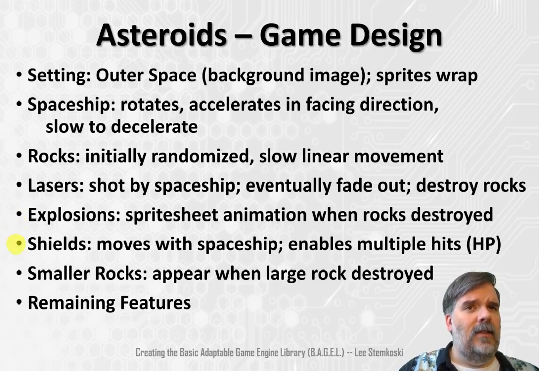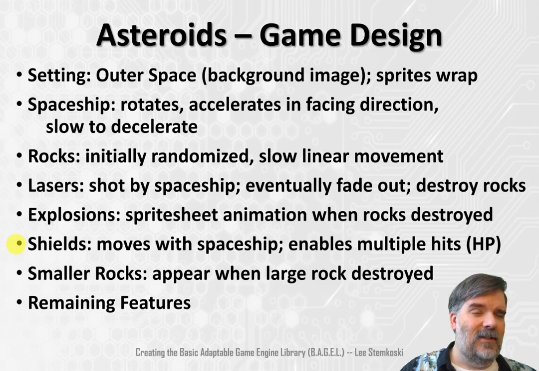And also, in the original Asteroids game, the spaceship was destroyed after it was hit by a single rock, but in our game we'd like the spaceship to possibly last a little bit longer. So in order to enable the spaceship to take multiple hits, I kind of think of this as health points of a sort, we'll add a shield object. It'll be something which surrounds the spaceship and can block a number of hits.